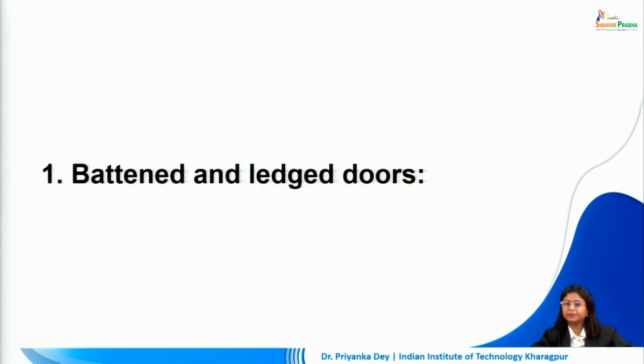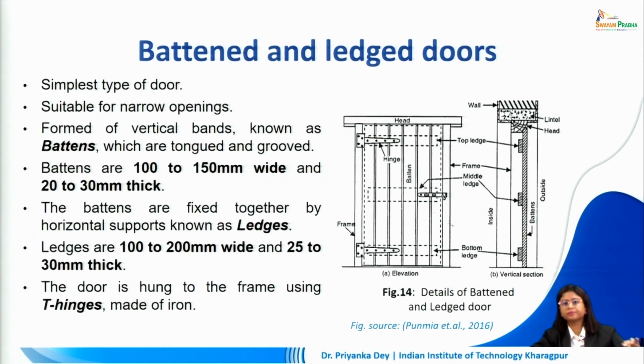The first type is the battened and ledged doors. This is the simplest type of door we can select. It's suitable for narrow openings. It is formed by vertical bands which are known as battens. So these vertical members that we see which are connected to each other, each of these are called battens. Now battens are tongued and grooved so that they can easily be fixed one after the other and together can form the door. Usually these battens are about 100 to 150 mm wide and 20 to 30 mm thick.